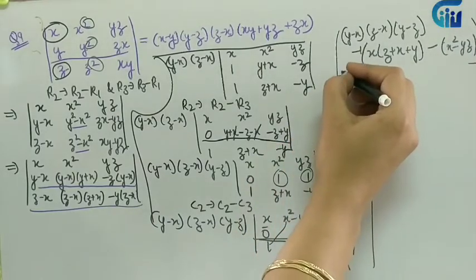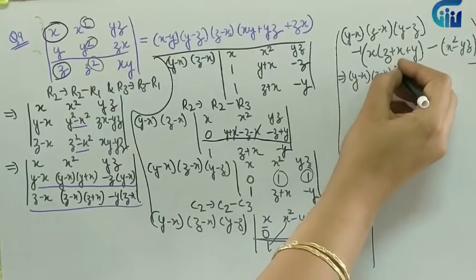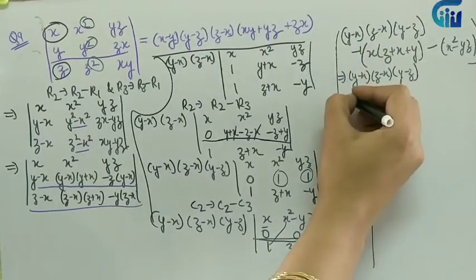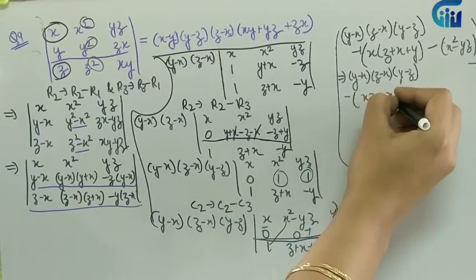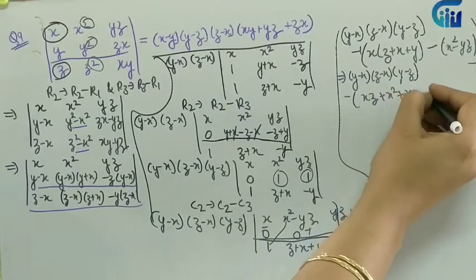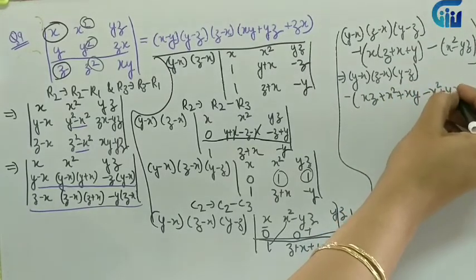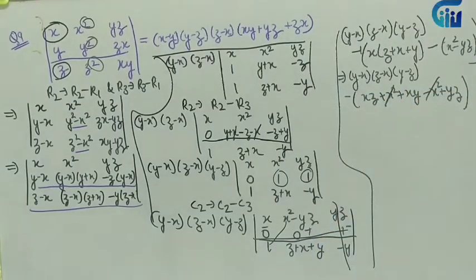So now let's see what we are getting. We are getting y minus x, z minus x, y minus z. Let's solve this up. This will be minus. We will write outside. This will be xz, x square, xy. Let's open this minus sign. So this is x square plus yz. So x square and x square will get cancelled. I have minus sign over here.